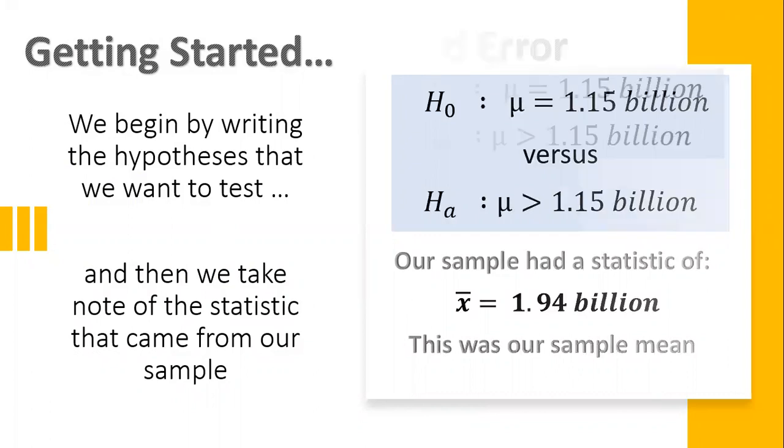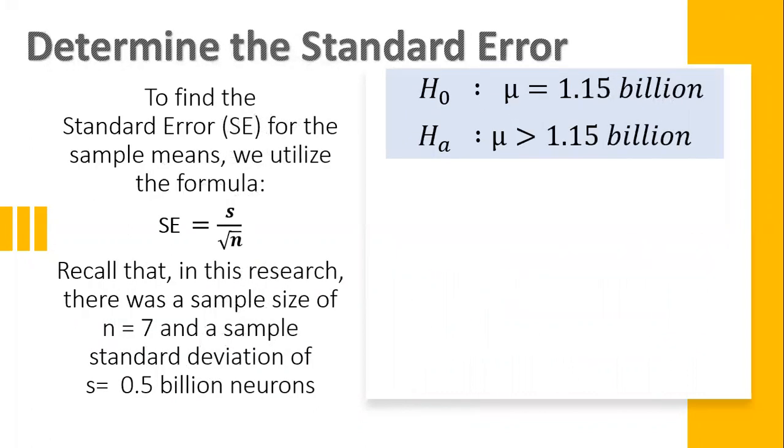To begin that investigation, we need to get a handle on what the standard error for our sample statistic is. We learn in section 6.2 that to estimate the standard error for the sample means, we use the formula standard error equals standard deviation divided by the square root of the sample size, S divided by the square root of n. Now recall that in this research, there was a sample of size n equal to 7 and a sample standard deviation of 0.5 billion neurons.